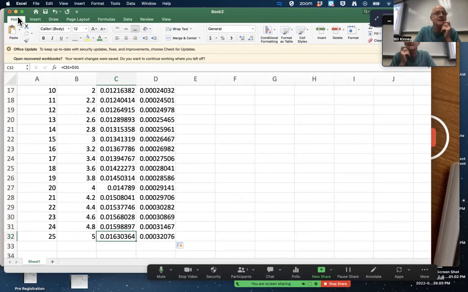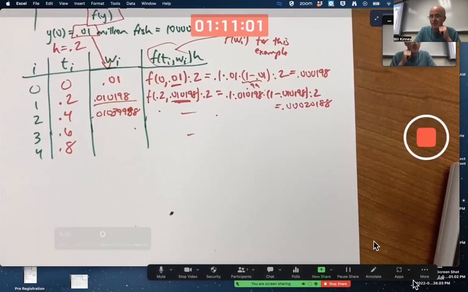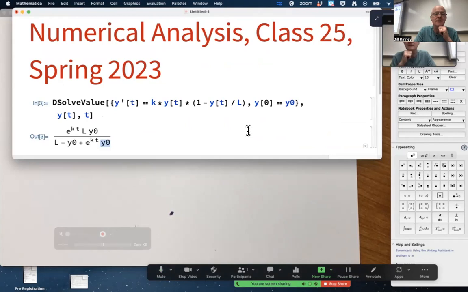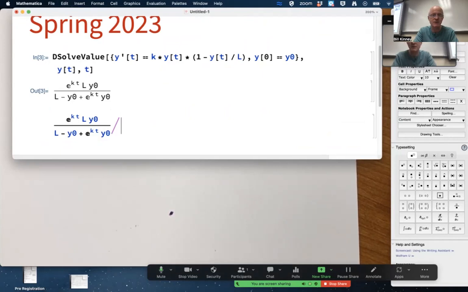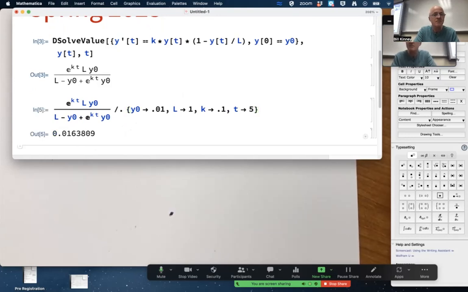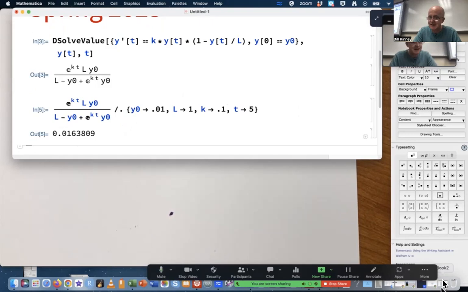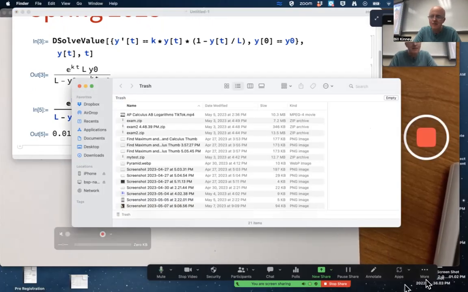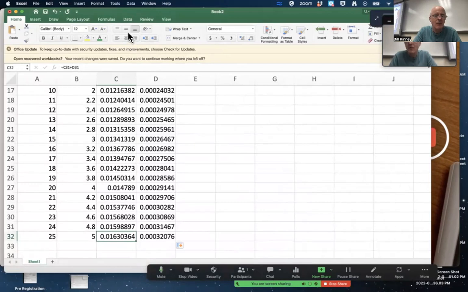Is that what the answer really is? Let's compare with the exact formula in Mathematica. I can take this as a shortcut. I can take this expression and do slash dot in curly braces, y0 arrow 0.01, L arrow 1, K arrow 0.1. Oh, and I got to do T. T arrow 5 years. 0.1638. Where'd my spreadsheet go? 0.16.